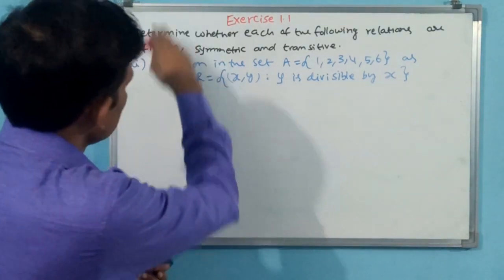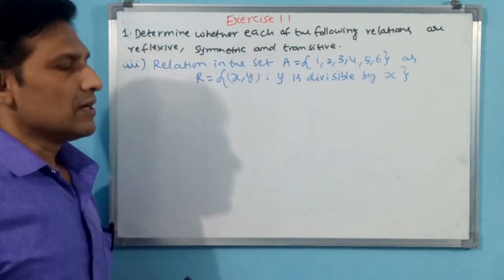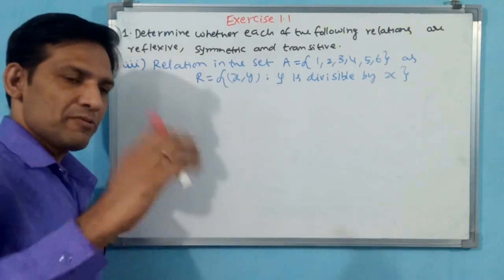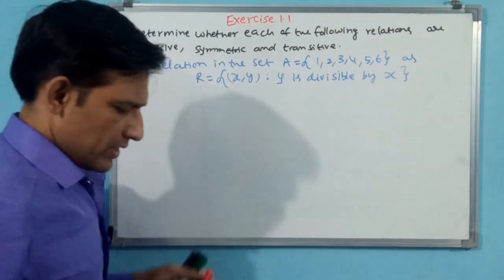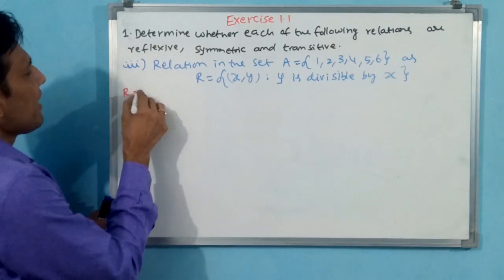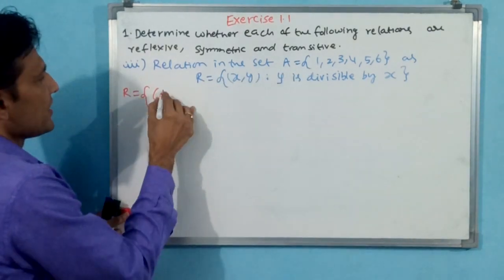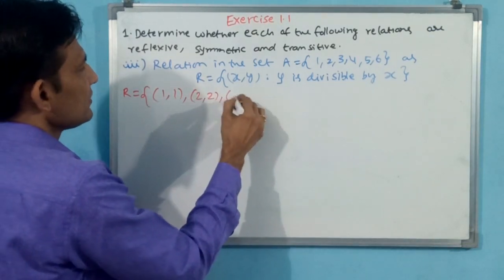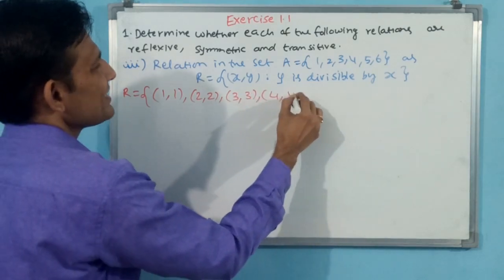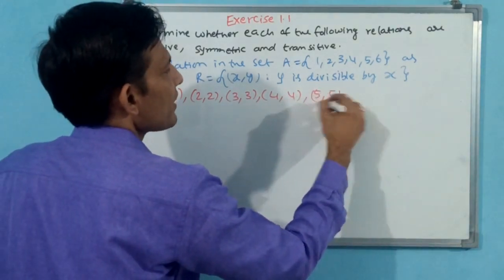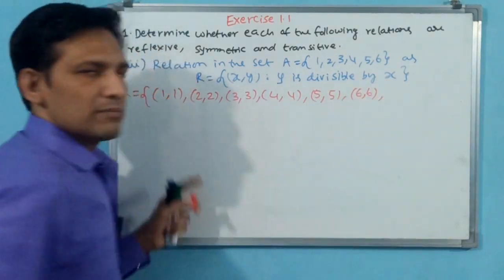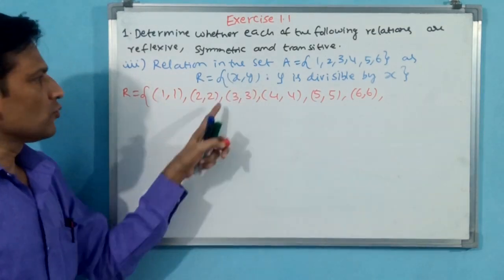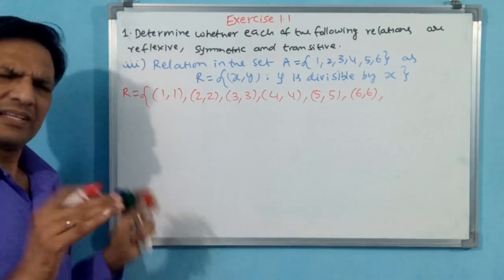We write all the relation, then we see reflexive, symmetric and all. Okay, we know that every number is divisible by itself. 1 divisible by 1, 2 divisible by 2, like that we know. Okay, now I am writing the relation. Say I am taking first 1. 1 is divisible by 1, 2 is divisible by 2, 3 is divisible by 3, 4 is divisible by 4, 5 is divisible by 5, 6 is divisible by 6. These you must take. You understand? Why? Because 1 by 1 remainder 0, 2 by 2 remainder 0, 3 by 3 remainder 0, like that will come.